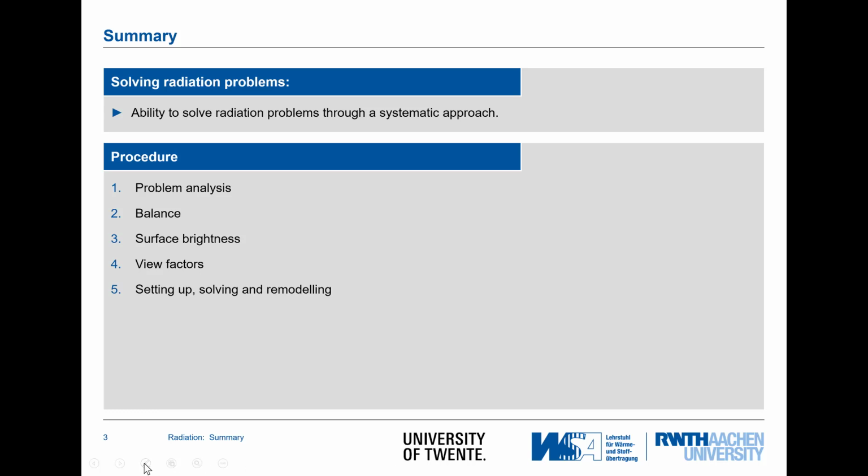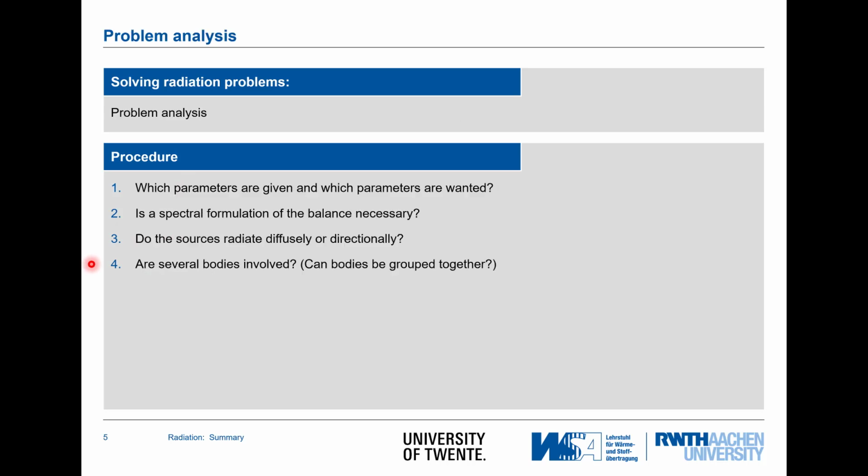Let me pick here the laser pointer. So: problem analysis, balance, then surface brightness definition, view factor definition, setting up, solving and remodeling. Let's first start with problem analysis and what needs to be considered there. For example, we need to first study which parameters are given and which ones are wanted.